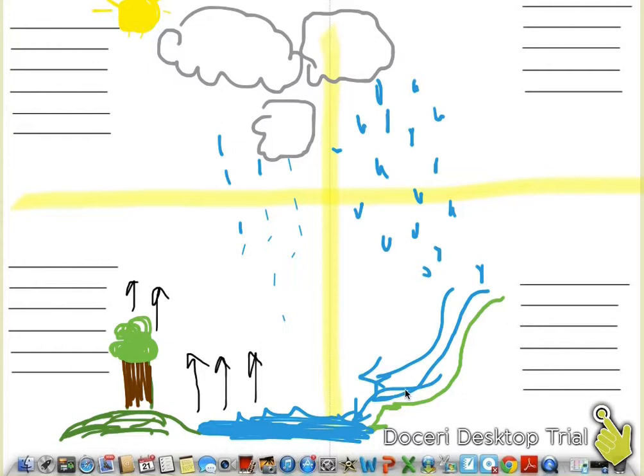Put the scissors down. Okay, everyone look up here.